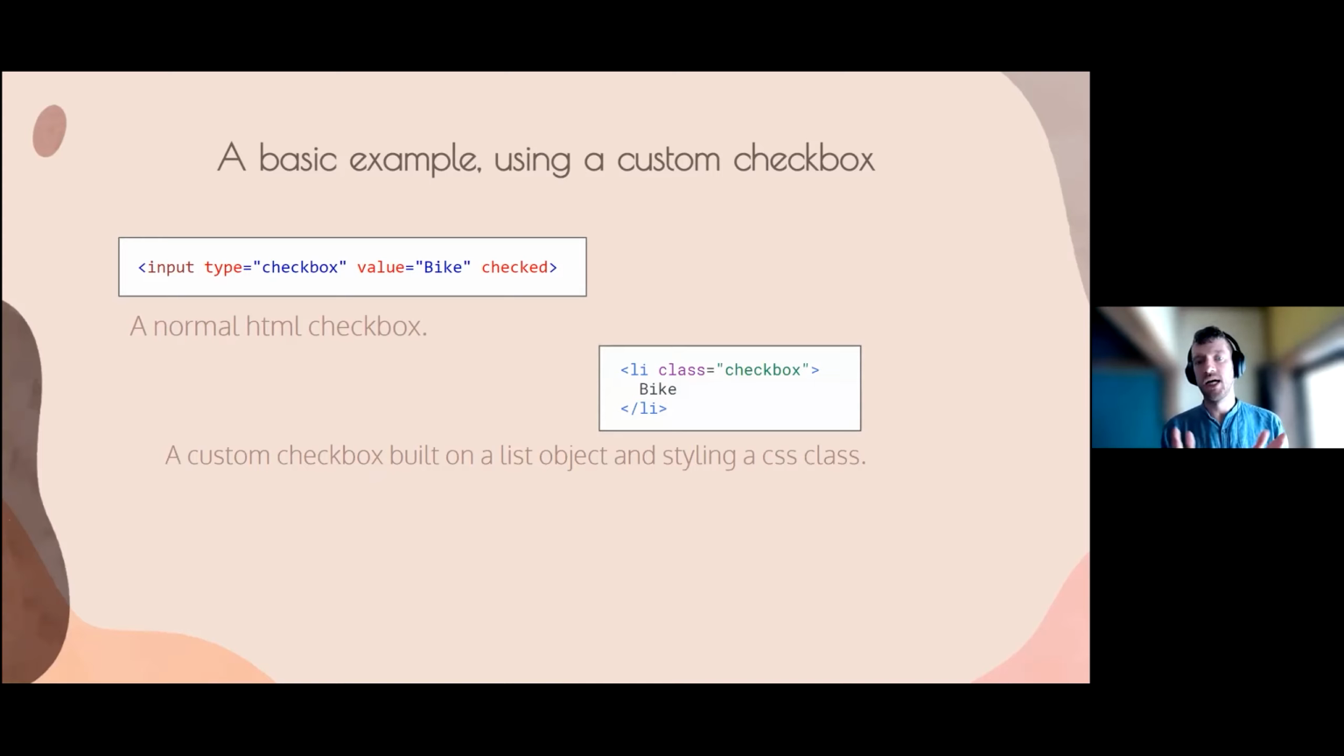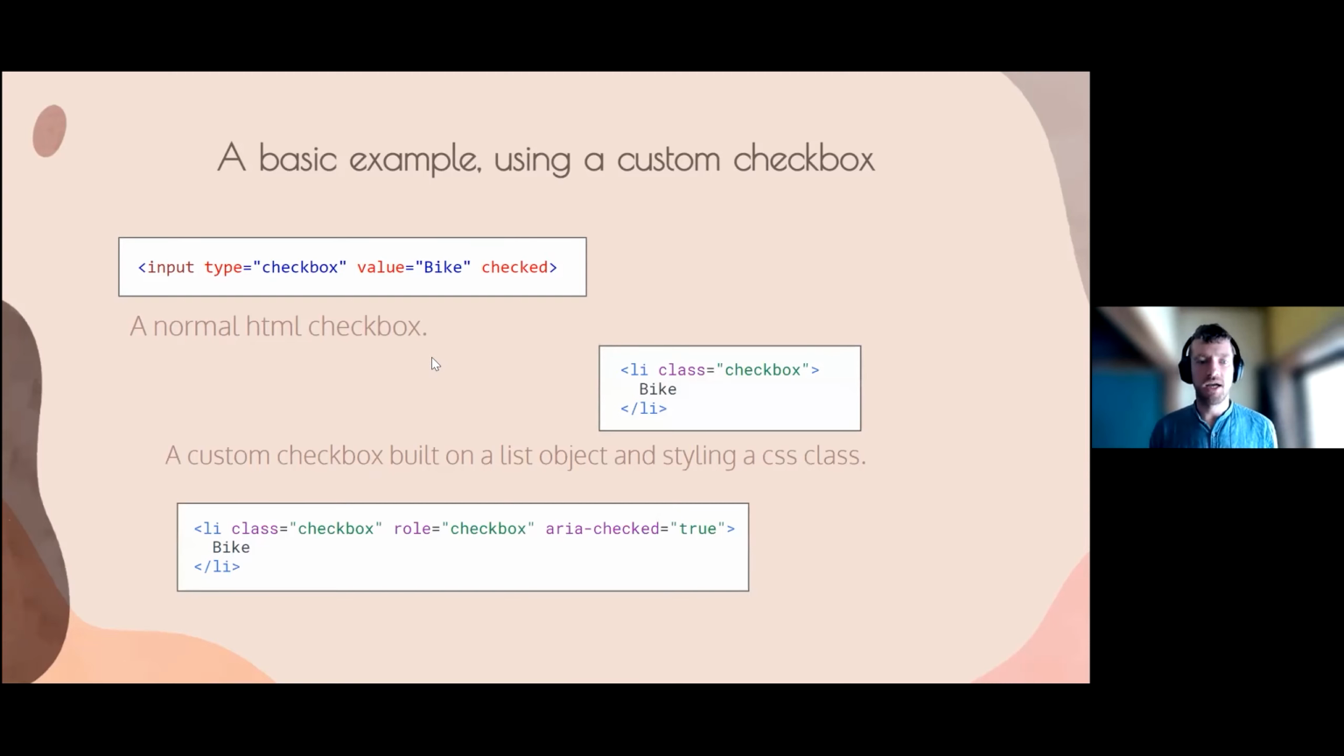But for a screen reader, this is impossible to tell what it is. It looks just like a list element. It doesn't read the class and it just says list bike. And a screen reader doesn't know what to do with that. So that's where we can use ARIA.